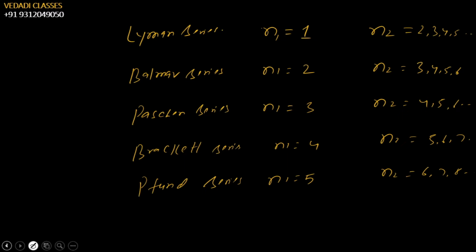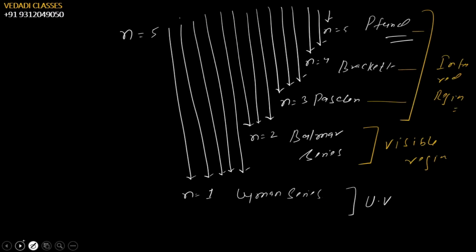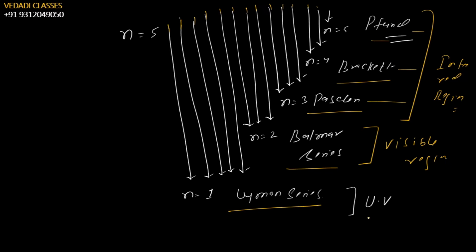The hydrogen spectrum is basically a type of emission spectrum, and when hydrogen gas emits in different series, it forms different lines. The names of the series are the Lyman series, Balmer series, Paschen series, Brackett series, and Pfund series. These are formed in the ultraviolet, visible, and infrared regions, just like this. So this is about the hydrogen spectrum.